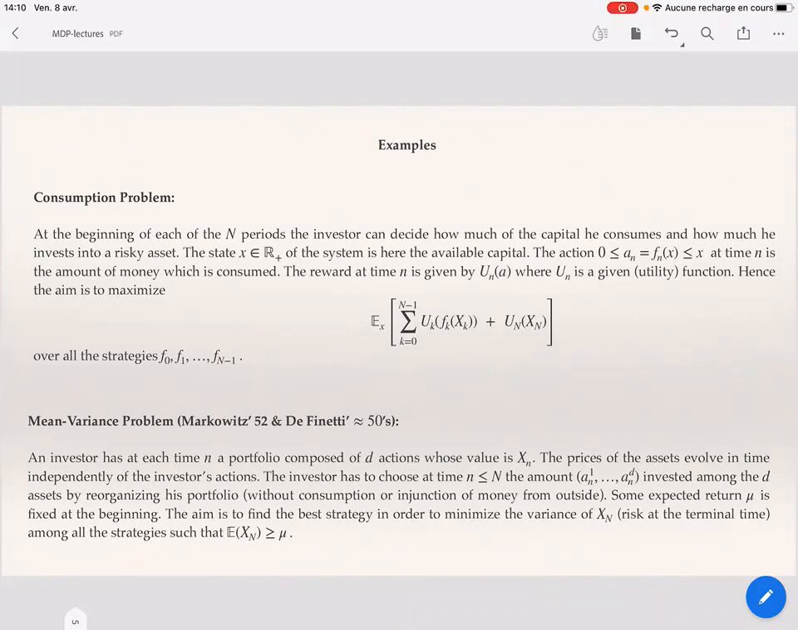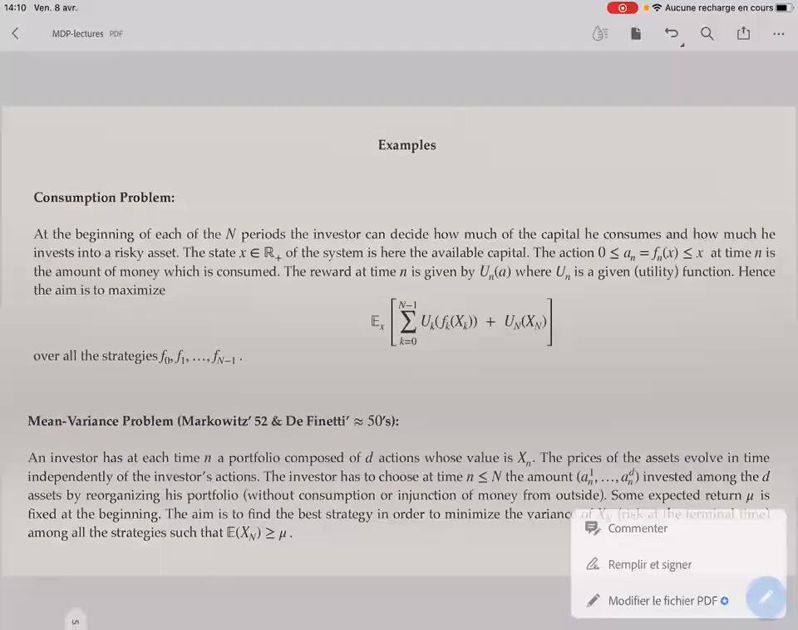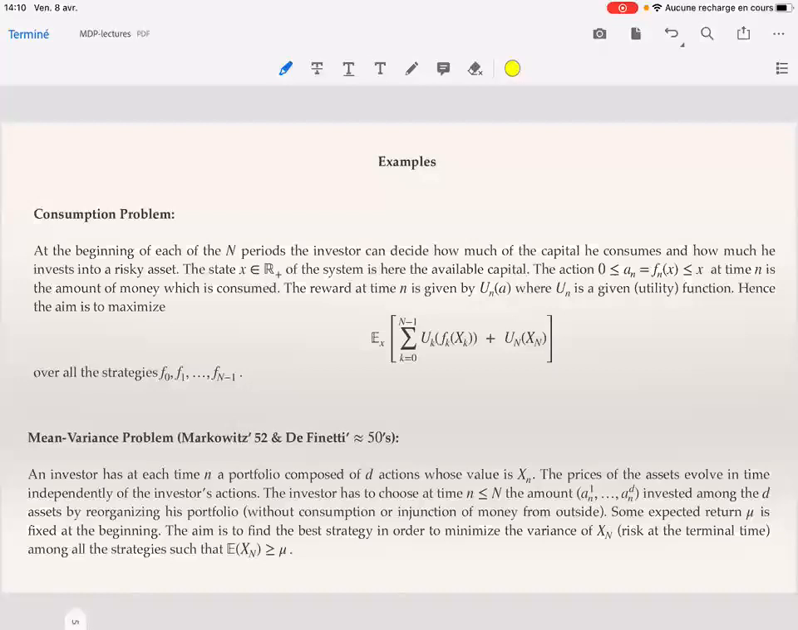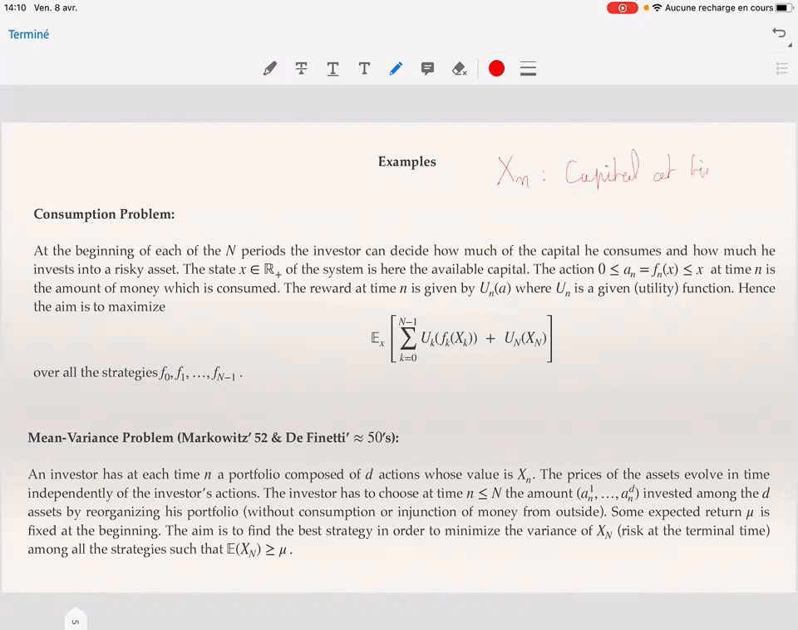So xn is the capital at time n that the investor has. And then he decides to consume some amount of his capital at time n, and it would be given by some function fn of xn.